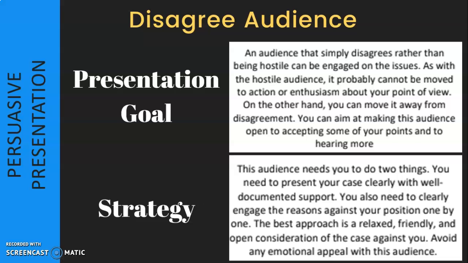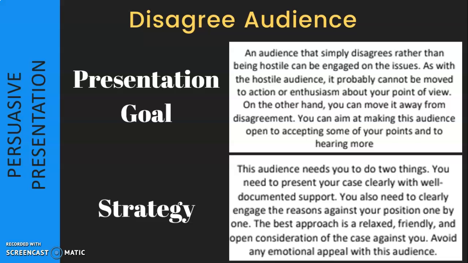The second type of audience is the disagree audience. They simply disagree rather than being hostile. With the hostile audience, it probably cannot be moved to action or enthusiasm about your point of view. On the other hand, you can move it away from disagreement. You can aim at making this audience open to accepting some of your points and to hearing more. So, which one is harder to deal with? The hostile audience or the disagree audience?